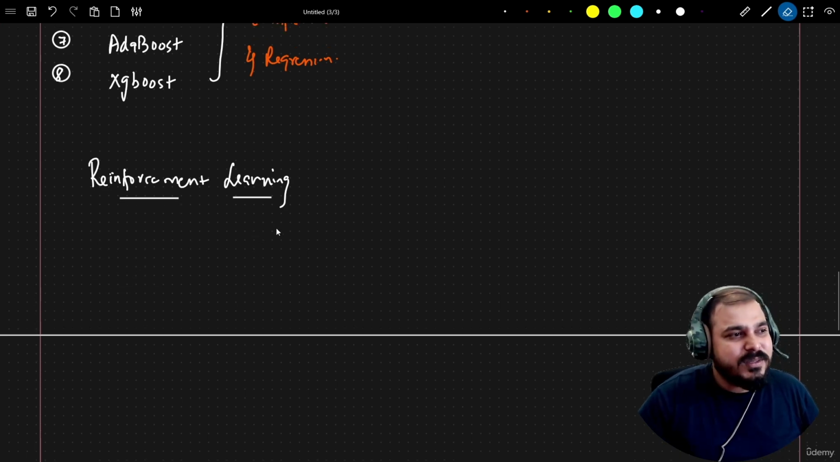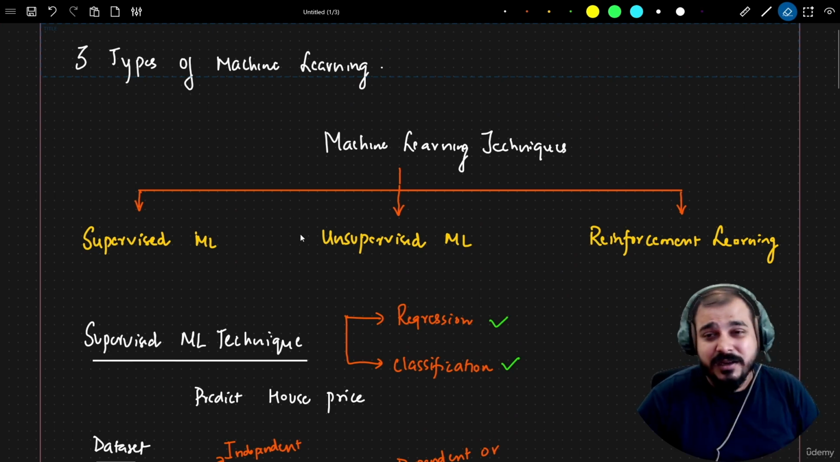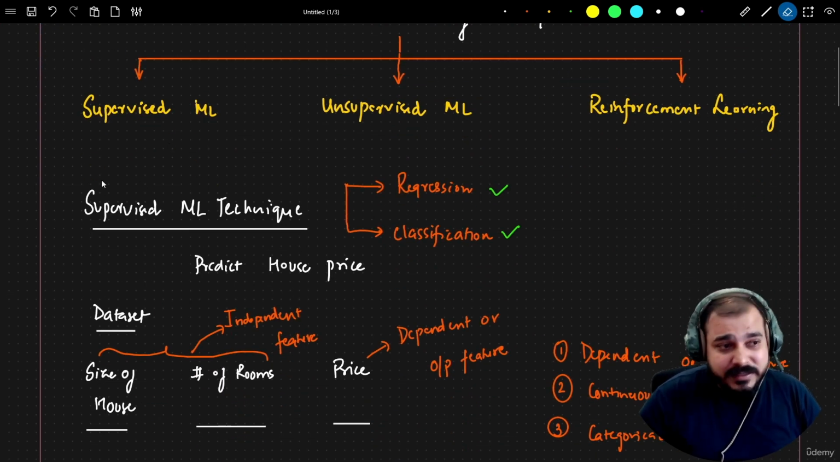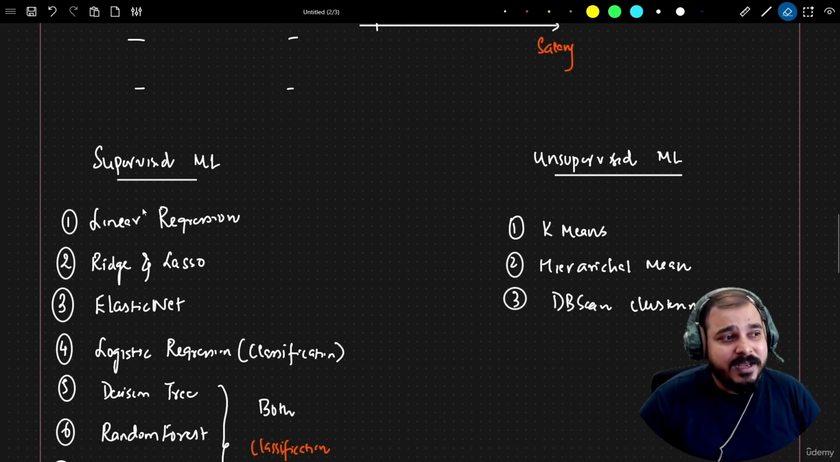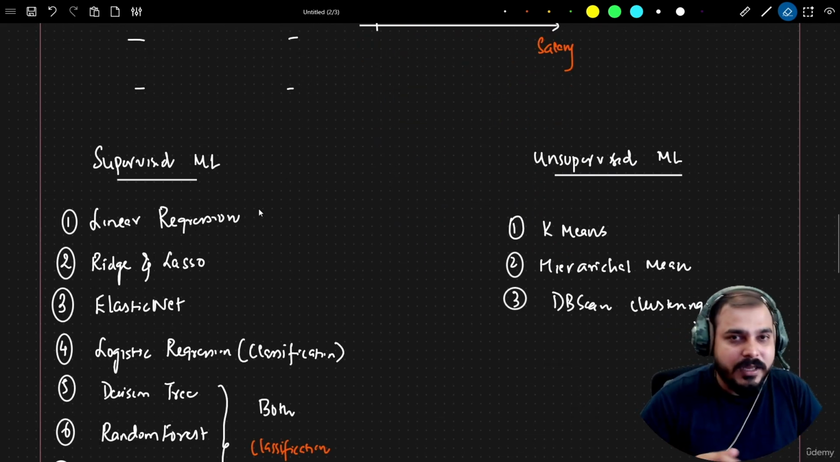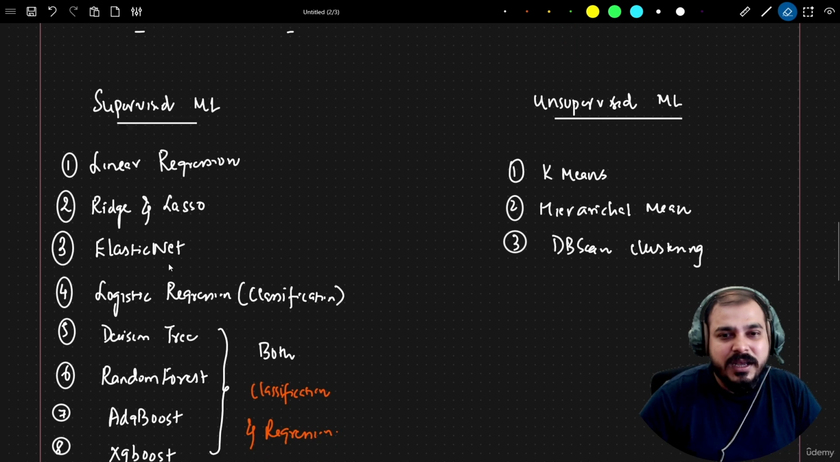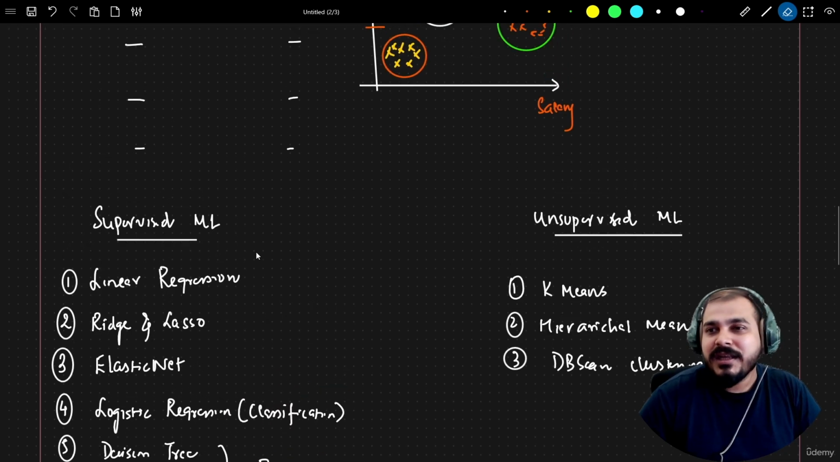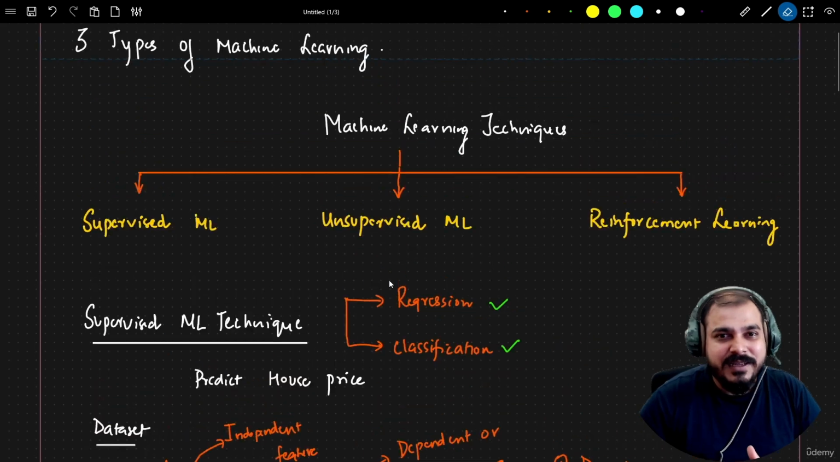So this was the basic difference to help you understand the three types of machine learning. We'll start with the supervised machine learning technique. Probably our first algorithm is linear regression, which we specifically call simple linear regression, where we'll learn how this algorithm works, and we'll also learn about ridge, lasso and more. We'll go in this specific order: first supervised machine learning, then unsupervised machine learning, and we'll learn all these things.